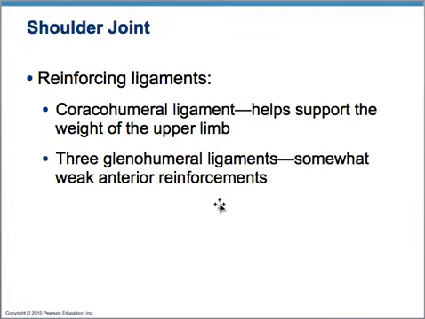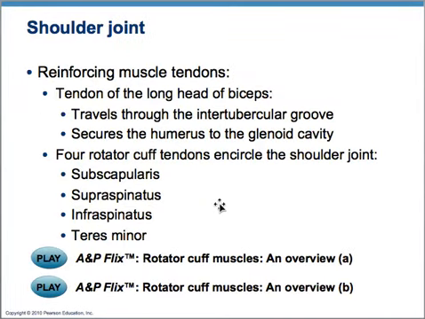The reinforcing ligaments of this shoulder joint are the coracohumeral ligament, which helps support the weight of the upper limb, and then there are 3 glenohumeral ligaments, which are somewhat weak anterior reinforcements, so anterior being in the front. Hope you knew that. The shoulder joint also has reinforcing muscle tendons, similarly to the knee.